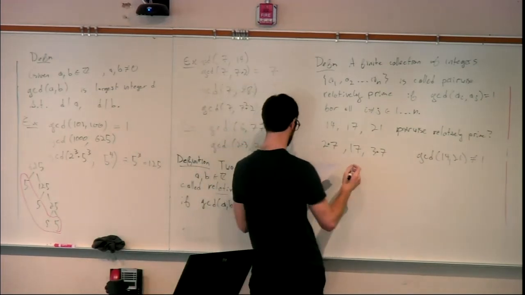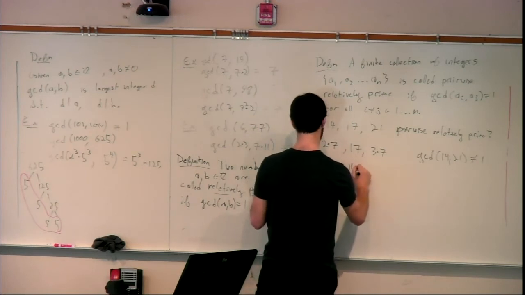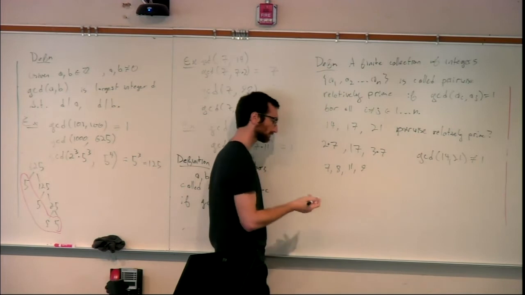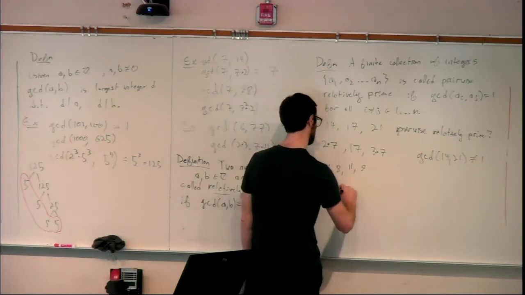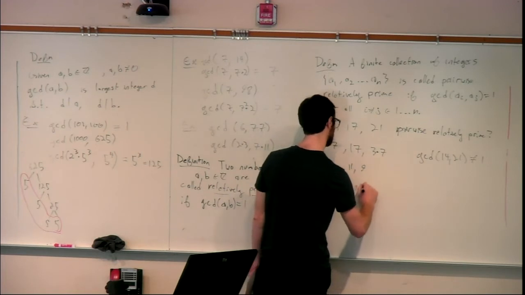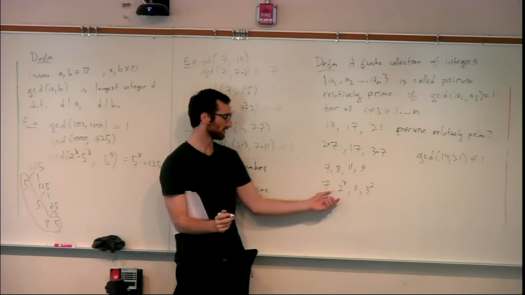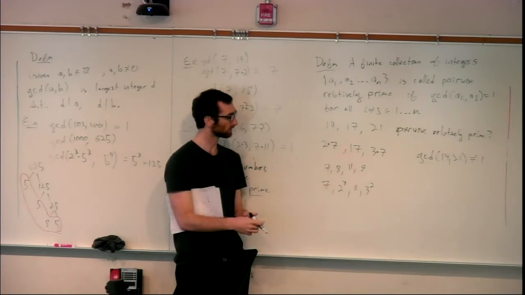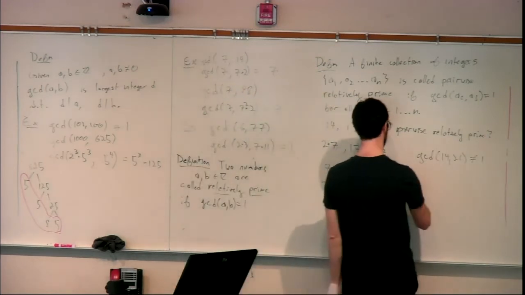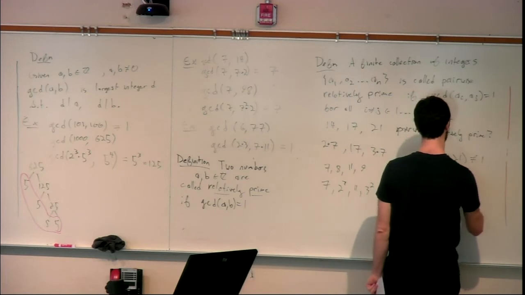Whereas if I take some collection that looks like 7, 8, 11, and 9, this is pairwise relatively prime. I've got a 7, I've got 2 cubed, I've got 11, and I've got 3 squared. So each of these is bringing different collections of primes to the ensemble, so to speak. So these are pairwise relatively prime.